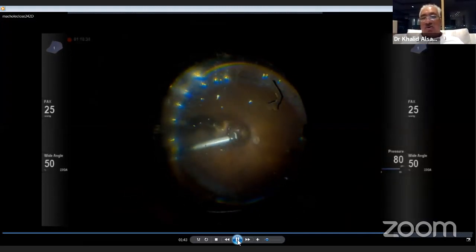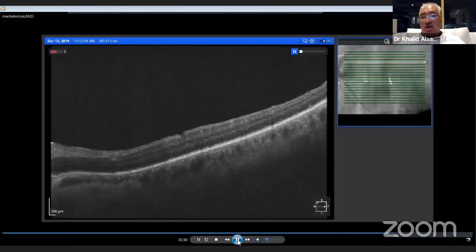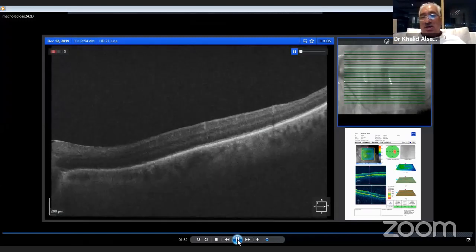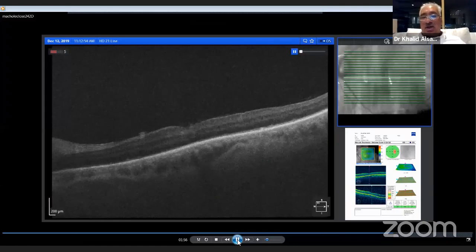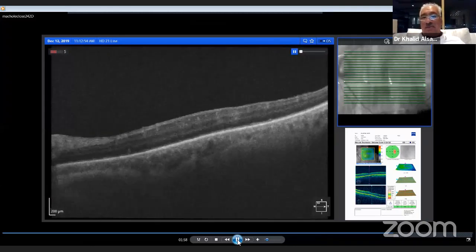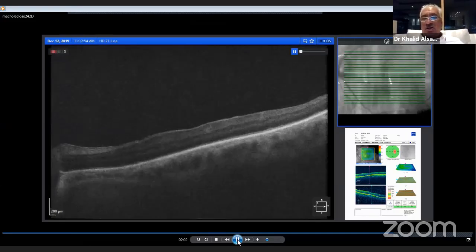This is of course silicone oil. What is surprising to me is that in less than 24 hours, the hole was completely closed by OCT, as you can see here, with the normal structure of the fovea regained without any more intervention needed.